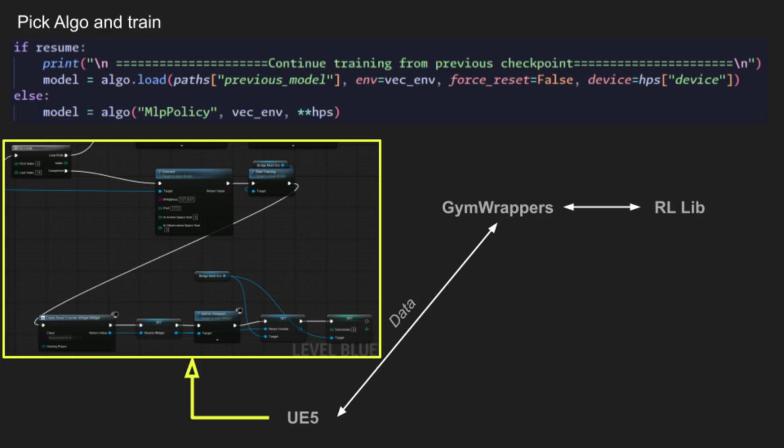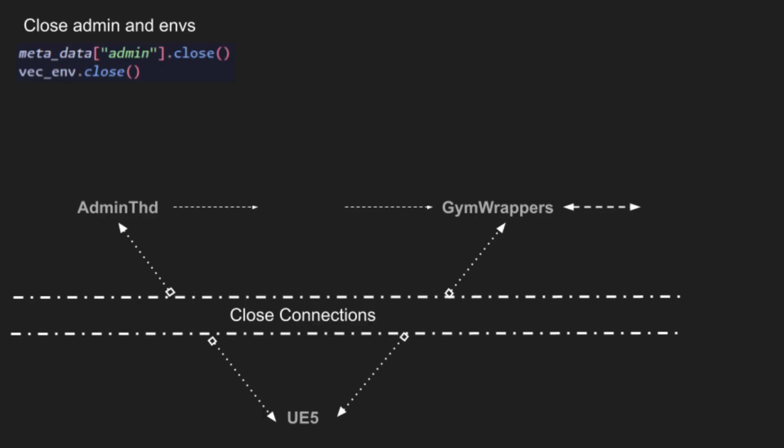As you can see here, just to recall, the UE5 sockets are spun out by that for loop here. So yeah, after your training is done, you will be closing out everything. This would be the last part of that end-to-end small training script we had earlier.